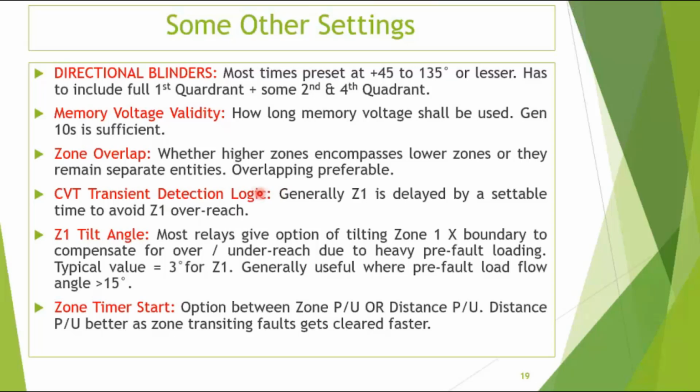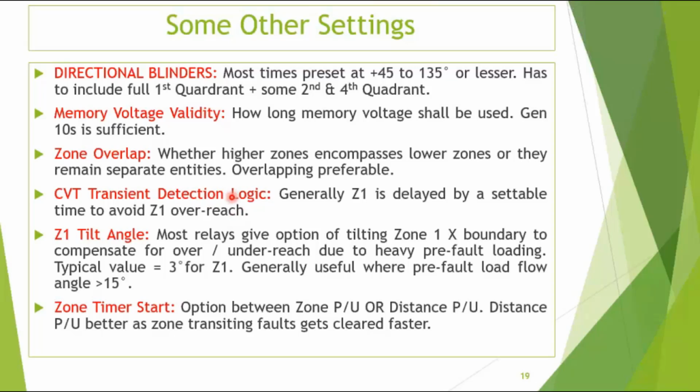But if we have a CVT transient malfunctioning the relay zone 1, because the transients are activated mostly for the first one and a half cycle, maybe 20-30 milliseconds. So what this logic does is, if it understands that there's a particular situation where the CVT transients are taking place, the zone 1 is delayed by a settable time to avoid zone 1 overreach.